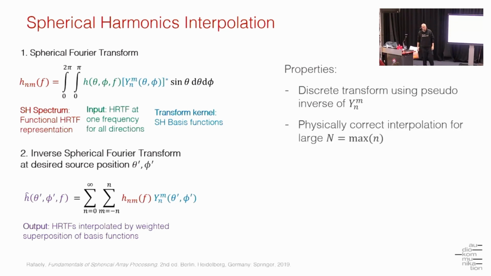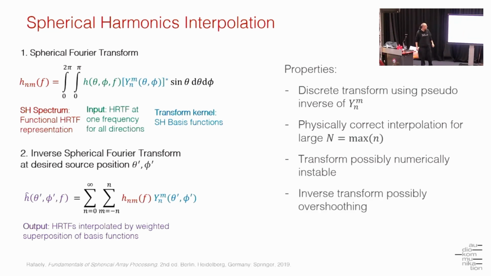Now, the very nice property of this is we can do a physically correct interpolation, however, only if we had very many HRTFs measured. So, sorry, not this time, I guess. And in this case, it's a bit more complicated because the transform may become numerically unstable depending on the source positions we have measured. And the result we obtain after the inverse transform can be overshooting. So we can have very large or very small values in the output outside the range of values in our measured data. So we have to be careful here.